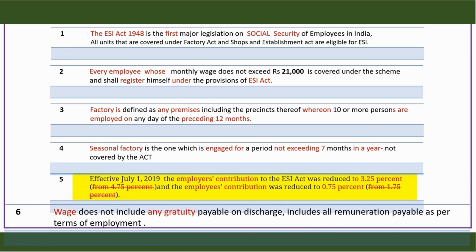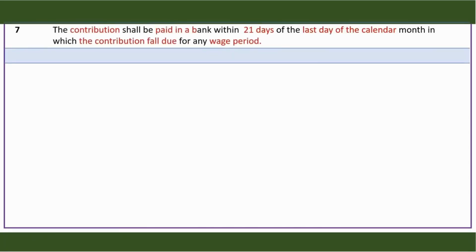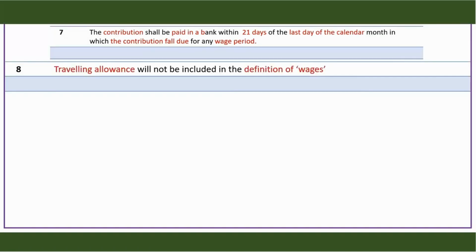Wages does not include gratuity, but it includes all remuneration payable to the employee if he fulfills the terms of employment. The due date for payment of ESI contribution is within 21 days of the previous month for which the contribution falls due. The previous month is called the wage period. Wages includes all payments under the contract, but it does not include traveling allowance.